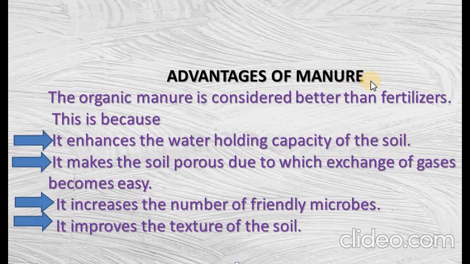Advantages of using manure. Manure can be prepared on the field of the farmer. So the farmer doesn't have to spend money to buy manures. It is so good for the soil because it enhances the water holding capacity of the soil. It makes the soil porous, due to which exchange of gases becomes very easy. It increases the number of friendly microbes because more aeration is available because of the increased soil porosity. It also improves the texture of the soil.